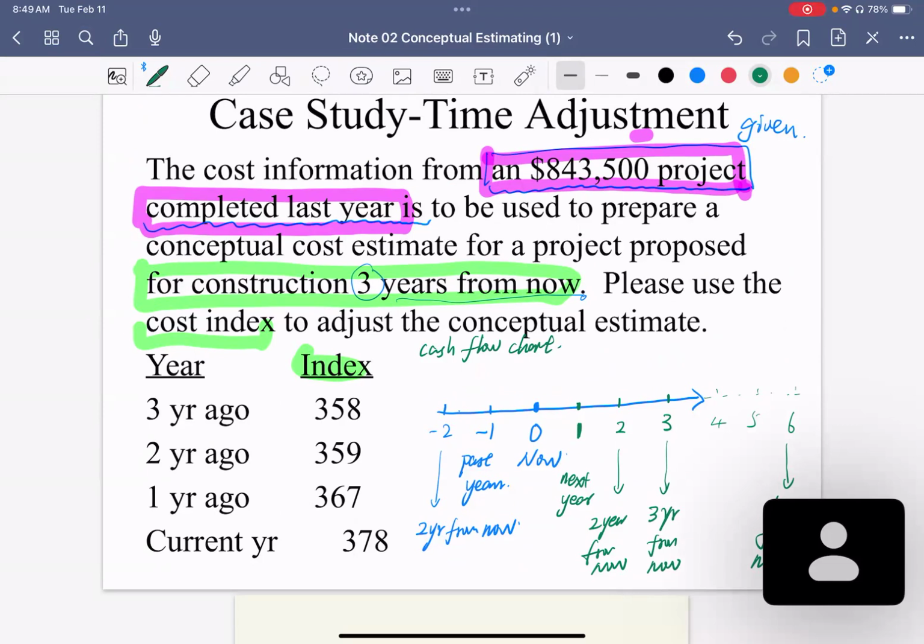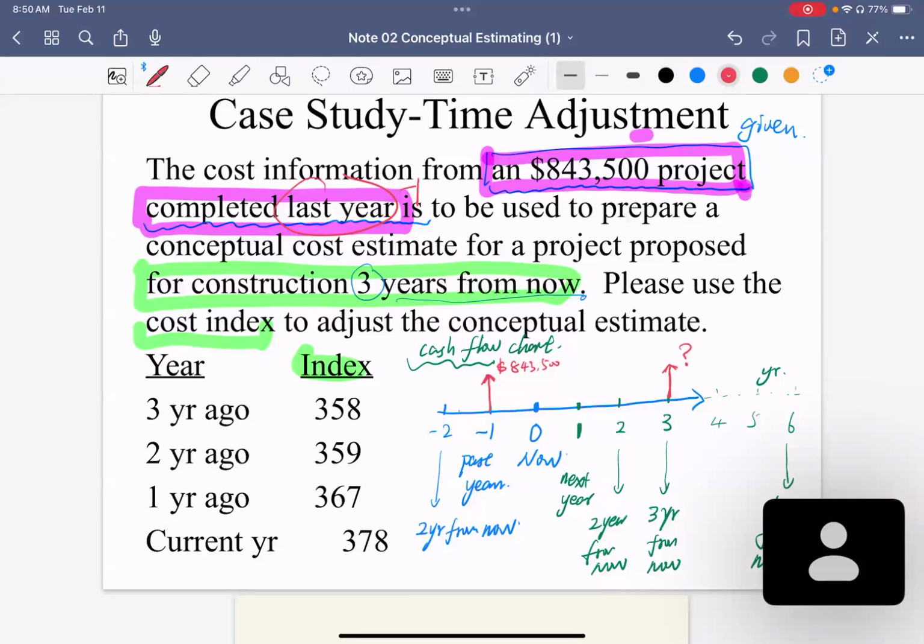This we call a cash flow chart, and we will use this one to determine our time, right? All those horizontal marks are year numbers. Now we look at our cash flow, which means you have some money investment or spending over here. In this case, we have last year, which is -1, and we put it in here. This one is an $843,500 project that happened over here. We're going to use this one to determine the cost of a construction project 3 years from now, which is from here. This is what we're going to determine, all right?